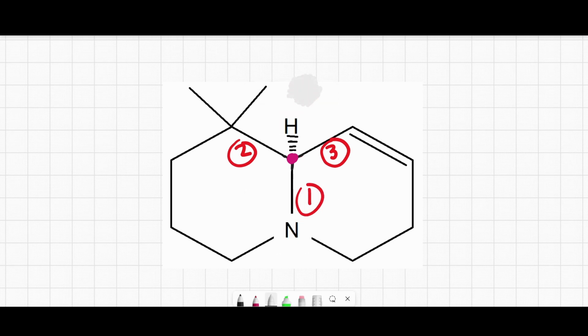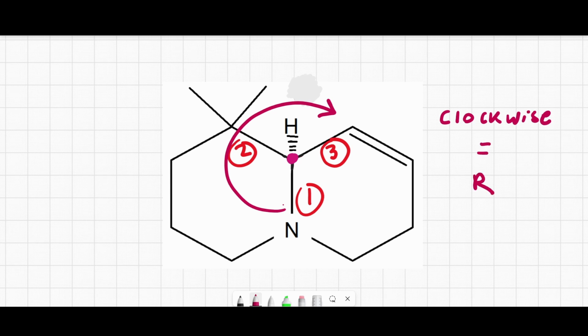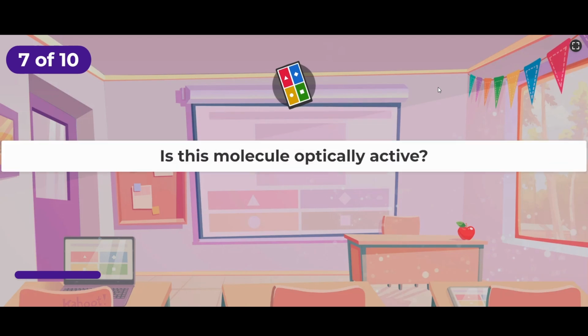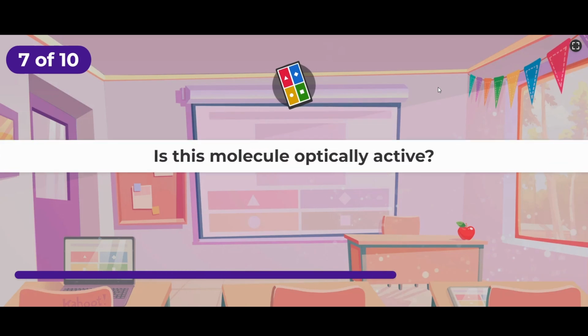Now hide the dash and follow the numbers. Looks like it's clockwise. As always, confirm with the dash. If 1 or 3 is back there, you flip the answer. We have 4 in back, so we're good. Keep it R. Question 7. Is this molecule optically active?